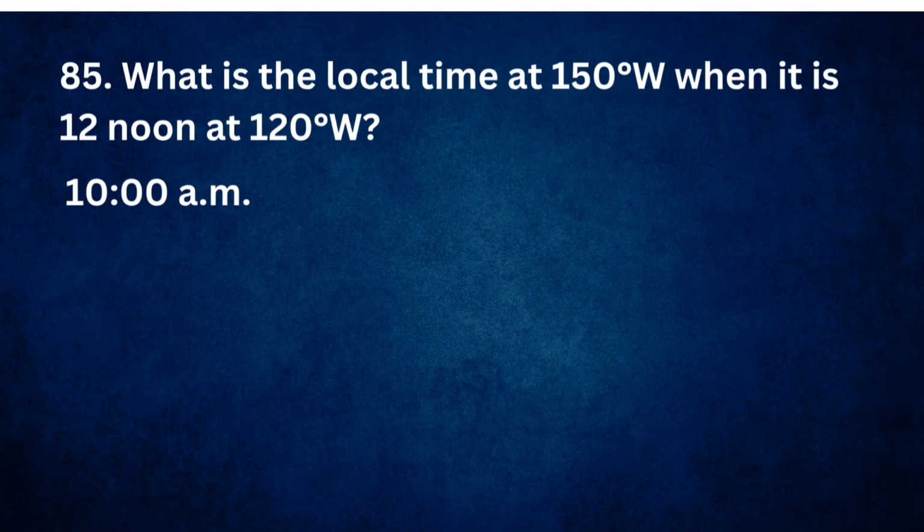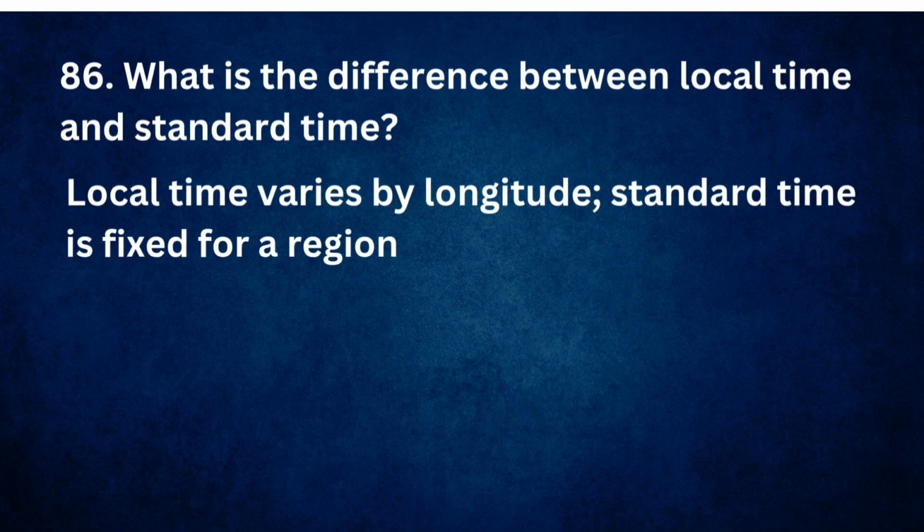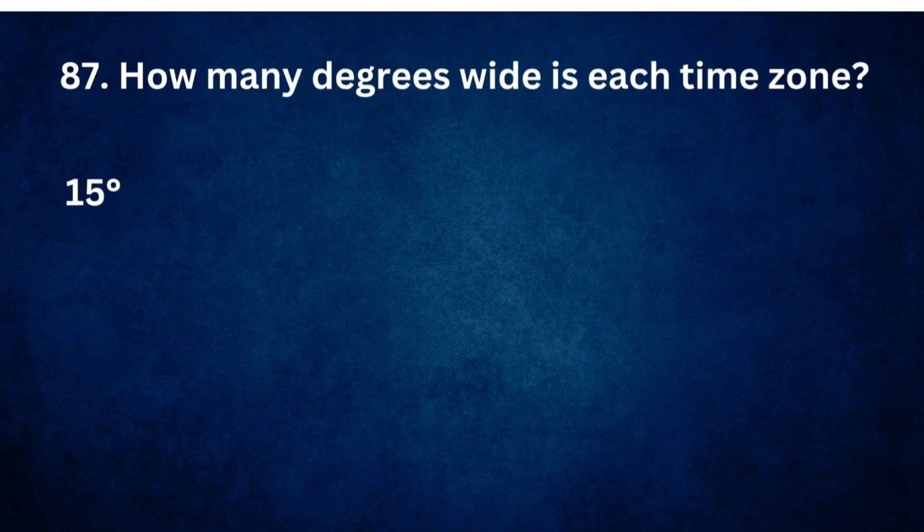What is the local time at 150 degrees west when it is 12 noon at 120 degrees west? 10 a.m. What is the difference between local time and standard time? Local time varies by longitude. Standard time is fixed for the region. How many degrees wide is each time zone? 15 degrees.